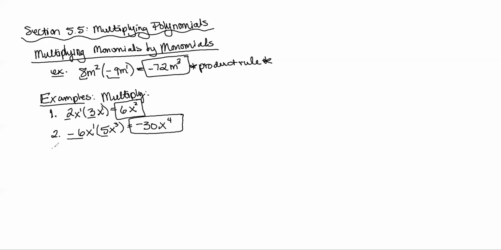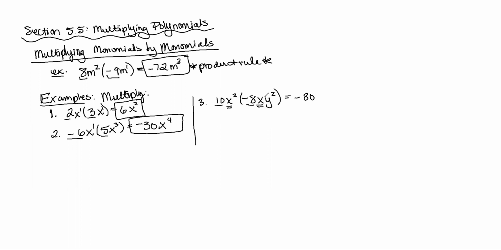All right, so these two have been nice. We've only had x's, but what if we have something like 10x squared times negative 8xy squared? We still want to multiply the like parts. So 10 times negative 8 is negative 80. The other like parts are the x's, and then the y, there's no other y though, so we're just going to tack that onto the end.